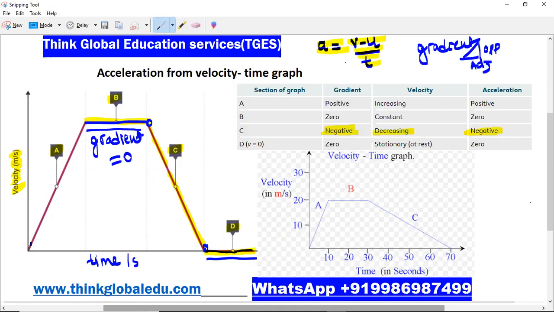And also we have a positive acceleration in part A because the velocity is increasing. We have negative acceleration in part C because the velocity is decreasing.